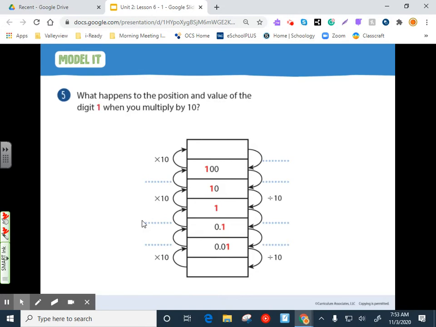All right, what happens to the position and value of the digit 1 when you multiply by 10? That's pretty easy. What they're talking about is what's happening here, taking 1 and multiplying by 10. The digit 1 moves 1 place to the left. That's what's happening right here. And then that becomes a 10.